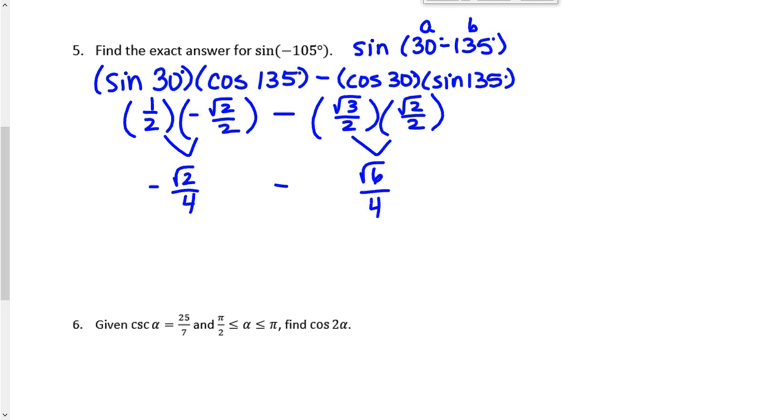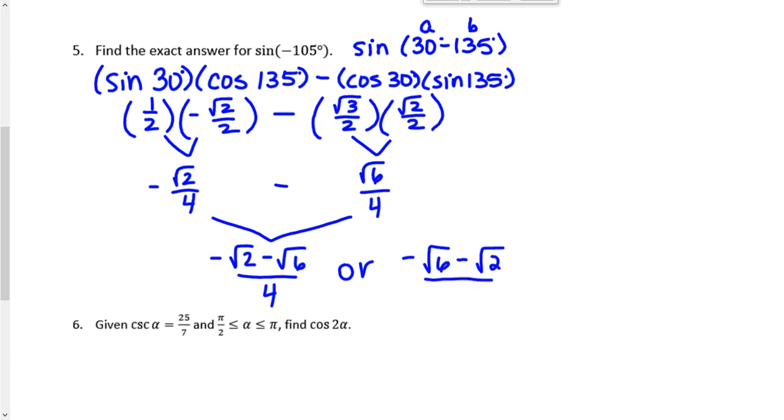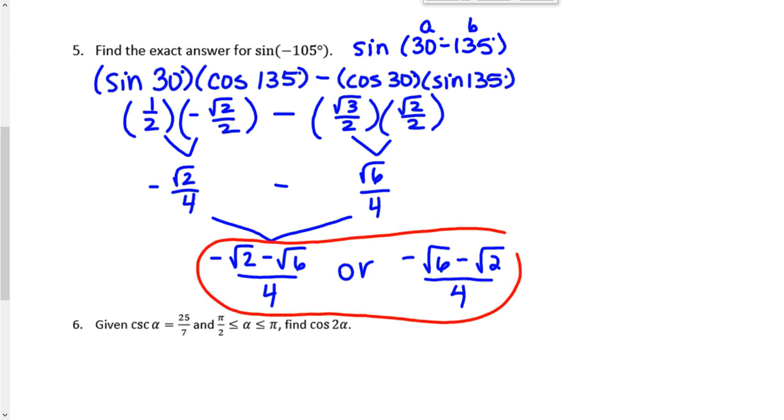Okay, so I've got negative rad 2/4 and minus rad 6/4. We can combine these into what? What is another way that you might see this answer written? Negative rad 6 minus rad 2 over 4. Okay. I just want to make sure that if it was a multiple choice problem and this wasn't there, but this was, that you would know that they're the same thing.